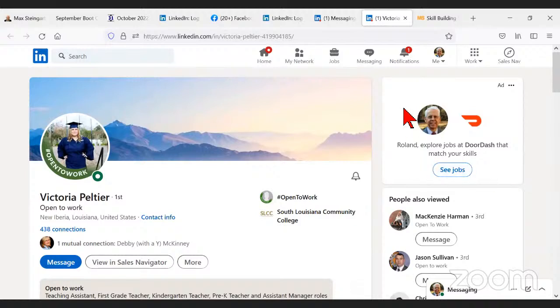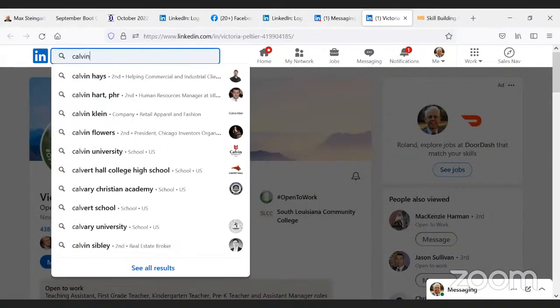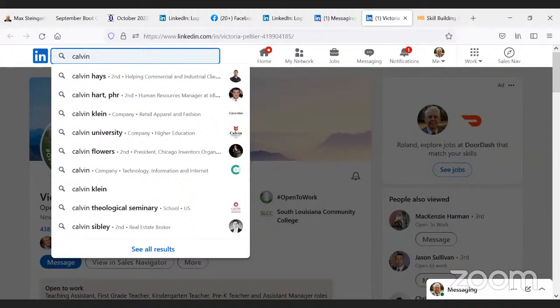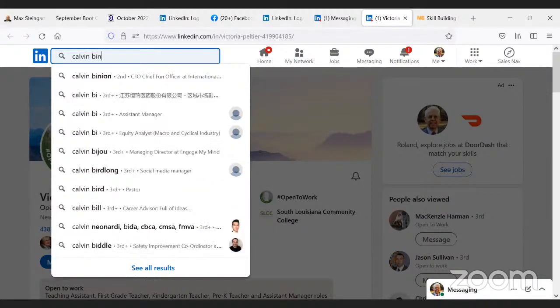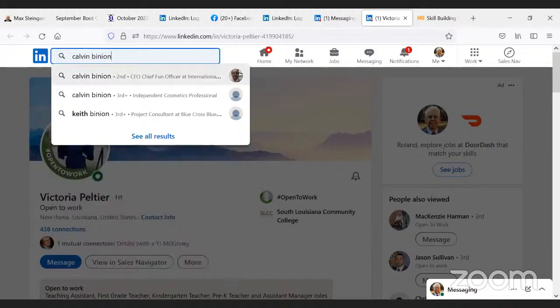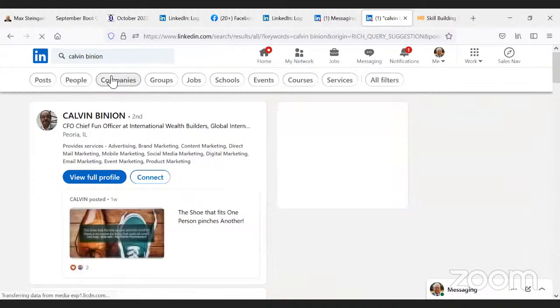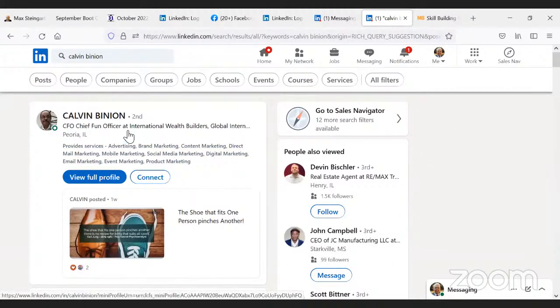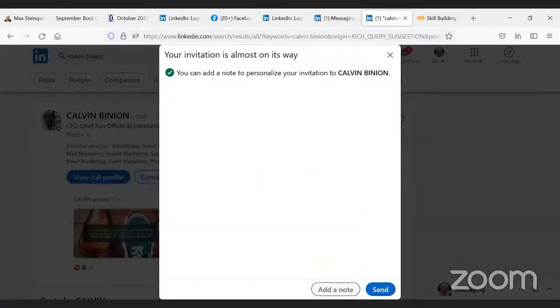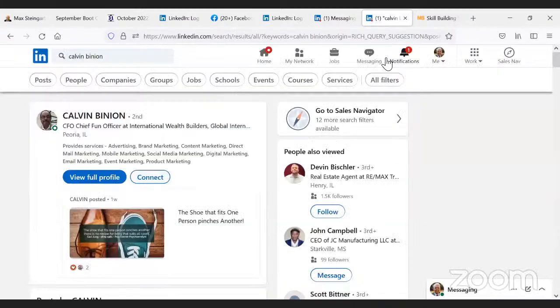Now, while I'm still in Roland's account, I can scroll down and I'm going to look at... So I'm going to bring up Calvin. Now, Calvin is connected to me, so he's on Roland's second level. Whoops, I didn't want to do that. Let me go back. And let's look at his profile.